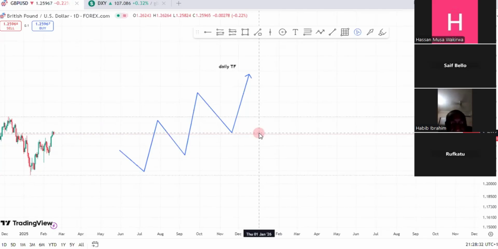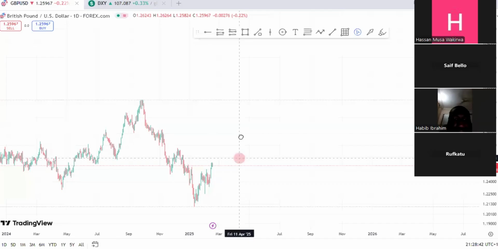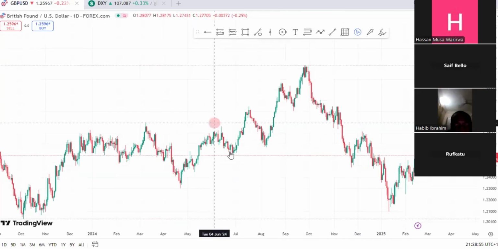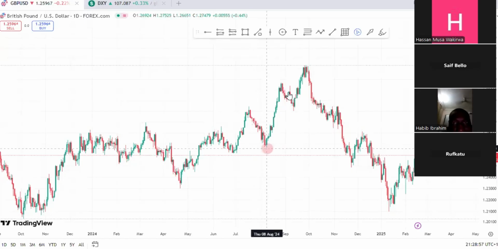So now let me give you guys a live chart example of what I just illustrated. This is a daily time frame. This is GBP USD. If you look at this structure here, you will agree with me that this is a bullish market structure.